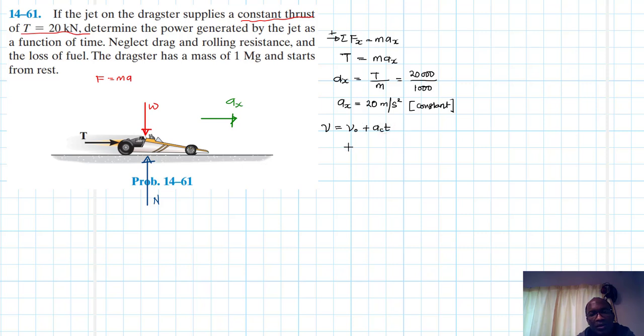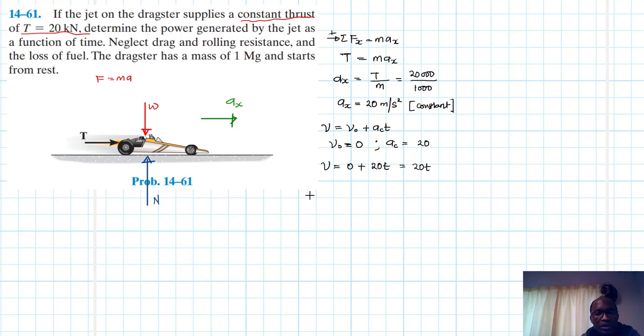Great. Having said that, we can use one of the kinematic equations, like so, where v naught is equal to 0, because this is coming from rest. Our a_c is equal to 20 and time is unknown. So this becomes v = v0 + a_c t, which is just 20t. Therefore, v is equal to 20t, where t is the time in seconds.